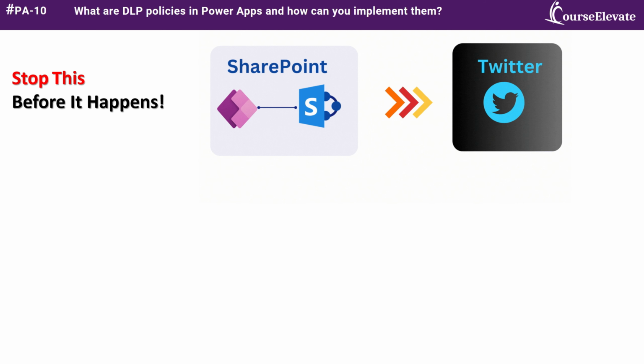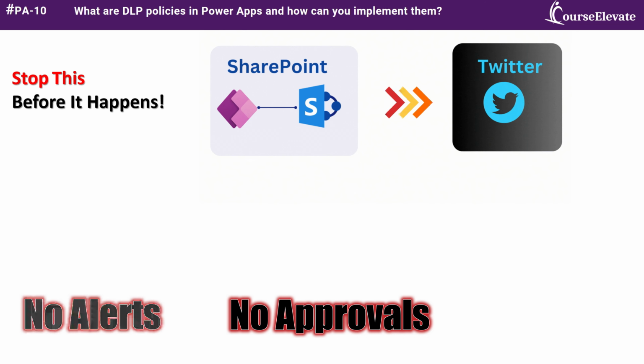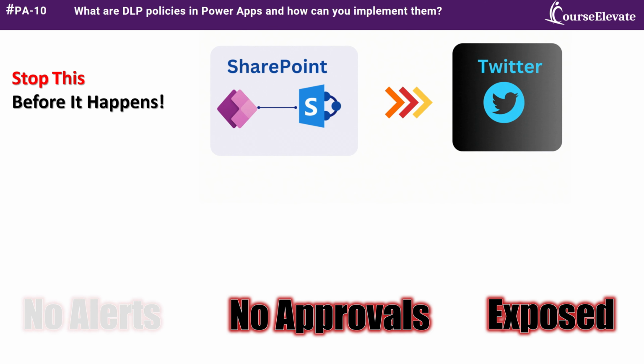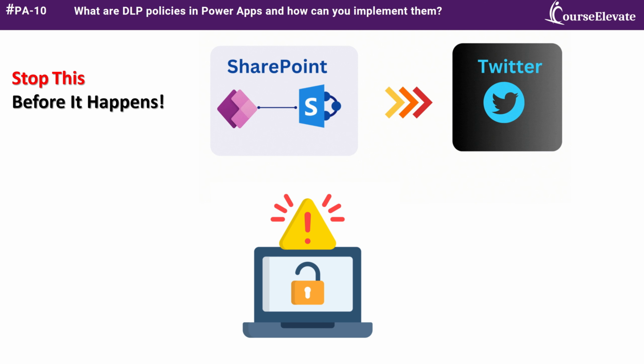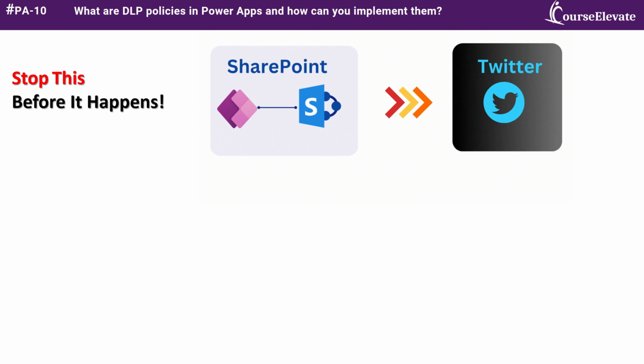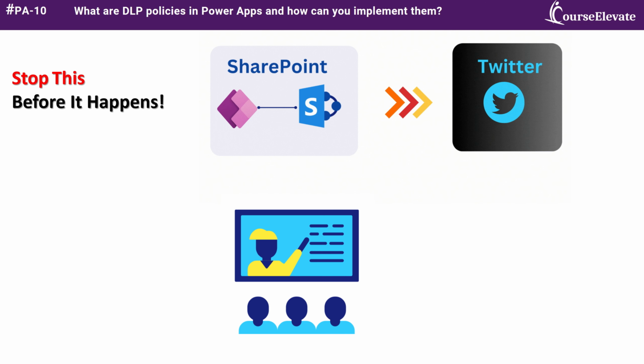What if your company's confidential SharePoint data accidentally got posted on Twitter? No alerts, no approvals, just exposed. That's not just embarrassing, it's a serious data breach. And sometimes, one wrong step, whether in Power Apps or Power Automate, can put your internal data out in public.